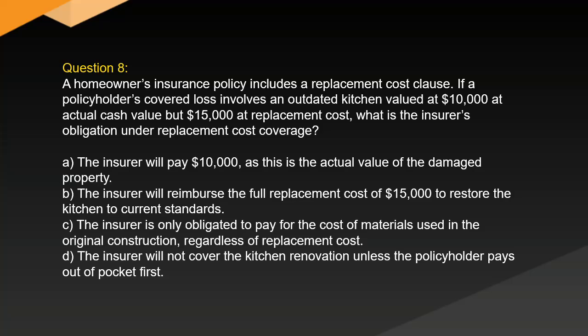A. The insurer will pay $10,000, as this is the actual value of the damaged property. B. The insurer will reimburse the full replacement cost of $15,000 to restore the kitchen to current standards. C. The insurer is only obligated to pay for the cost of materials used in the original construction, regardless of replacement cost. D. The insurer will not cover the kitchen renovation unless the policyholder pays out of pocket first.